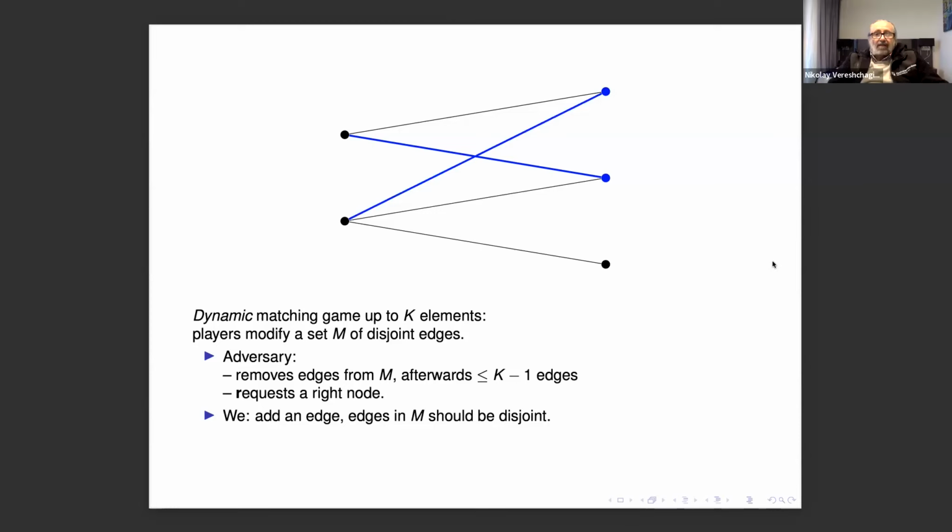Sorry, Maxim, I'm playing the game with Nikolai. So go 2 slides back. But you see, the player wins, right? So you said that. So the game continues indefinitely. It's a dynamic matching game. Indefinitely. Yeah.